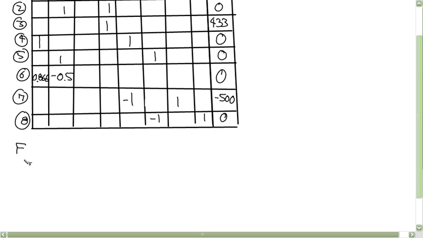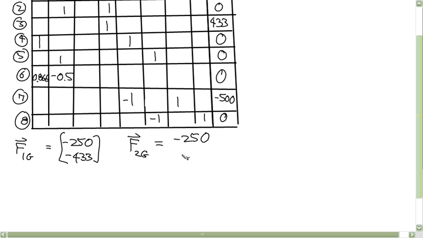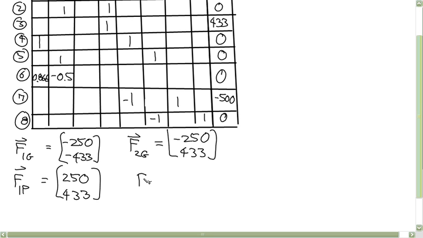Solve this and you get the force F1g is equal to negative 250, negative 433, F2g is equal to negative 250, 433, F1p is equal to 250, 433, and Fp2 is negative 250, 433.